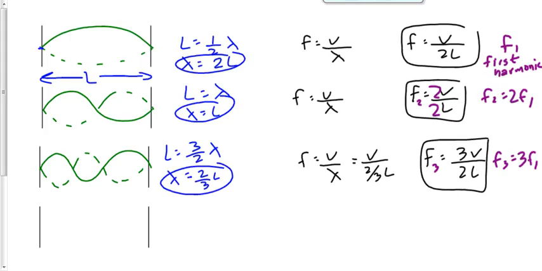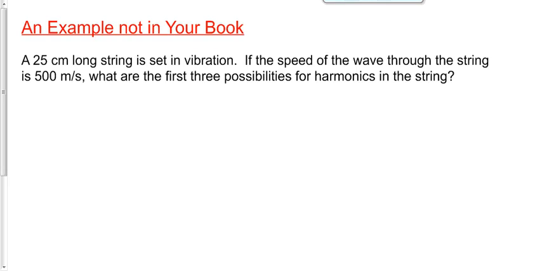What do you think is going to happen? Actually, let's do an example, and then we'll talk about what I was going to ask you next here. Unfortunately, one that's not in your book. It says a 25 centimeter long string is set in vibration and the speed of the wave through the string is 500 meters per second. What are the first three possibilities for harmonics in the string?